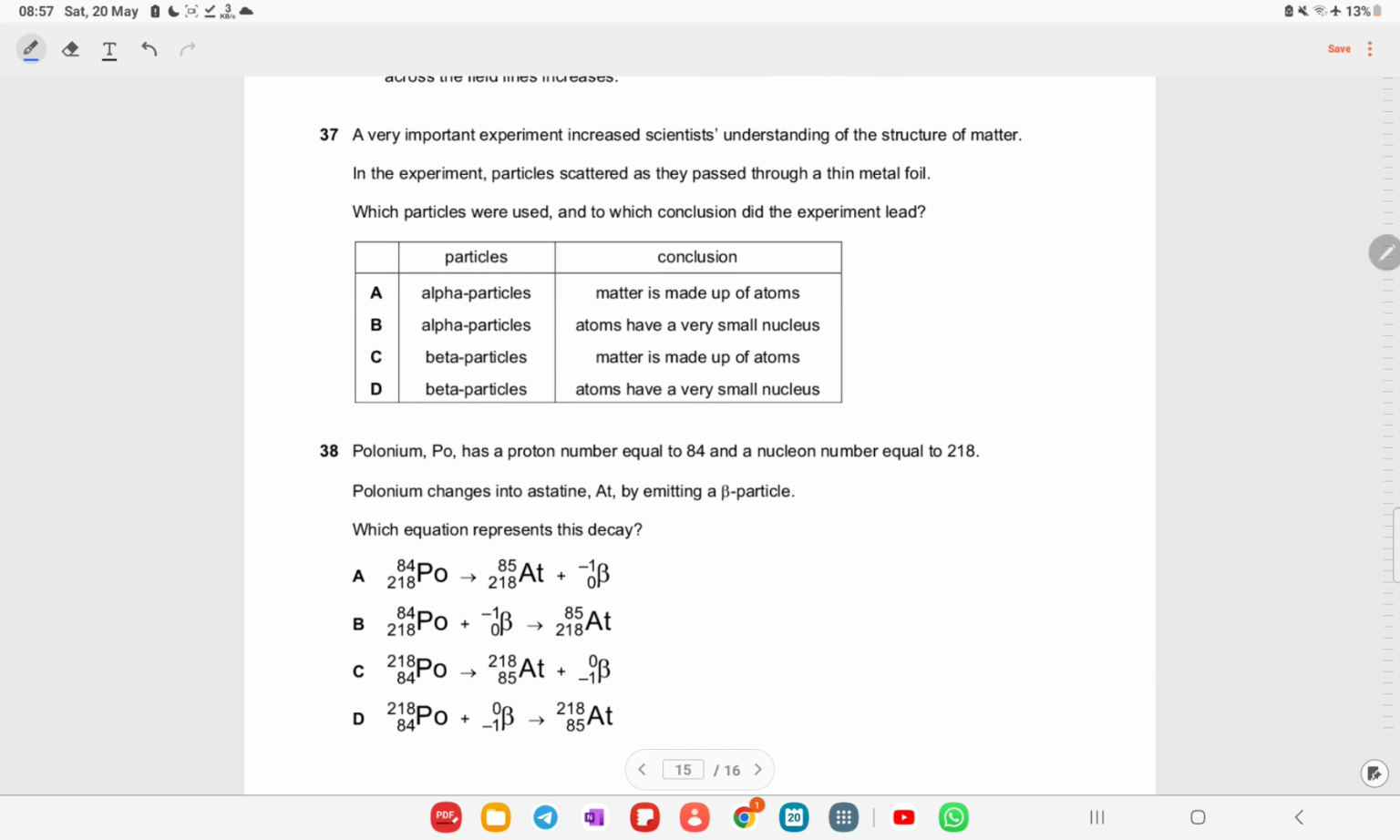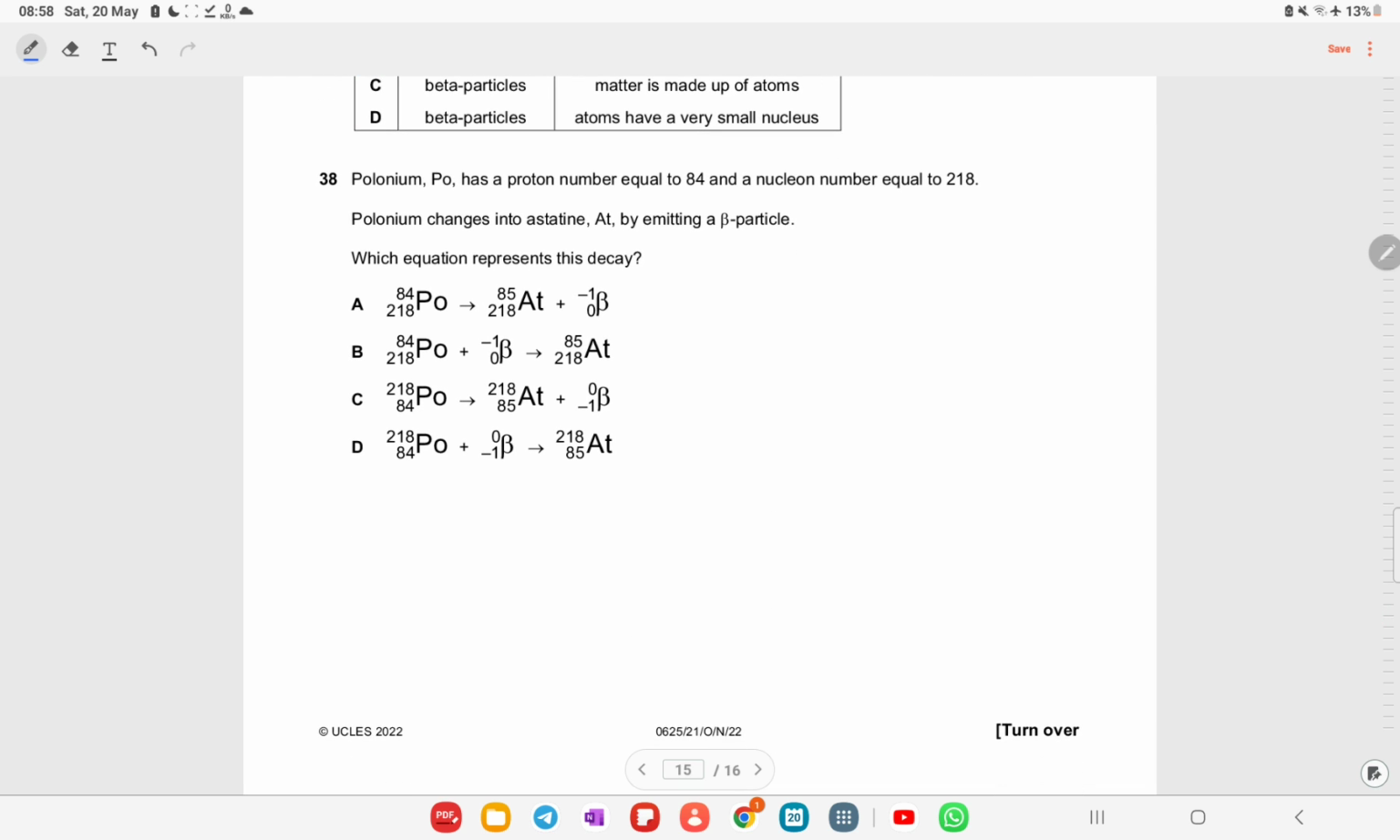A very important experiment increased scientists' understanding of the structure of matter. In the experiment, particles were scattered as they passed through a thin metal foil. Which particles were used, and to which conclusion did the experiment lead? Alpha particles, matter is made up of atoms. Alpha particles, atoms have a very small nucleus. Beta particles, matter is made up of atoms. Beta particles, atoms have a small nucleus. So it's option B. Alpha particles and atoms have a very small nucleus.